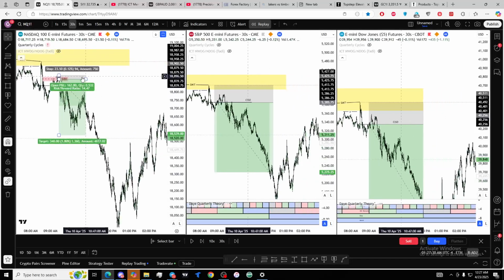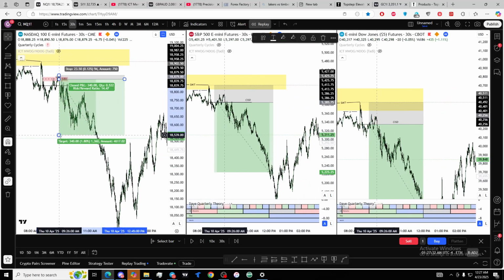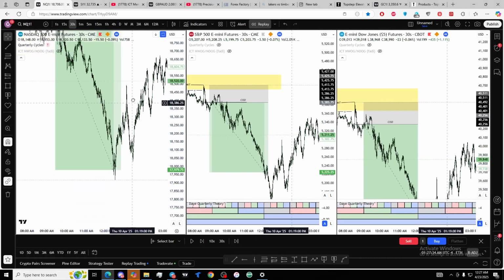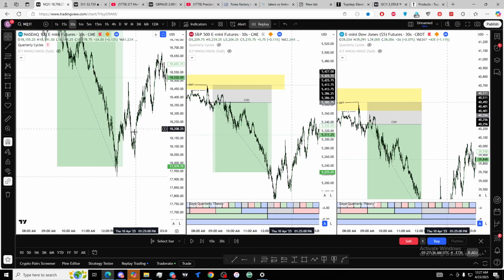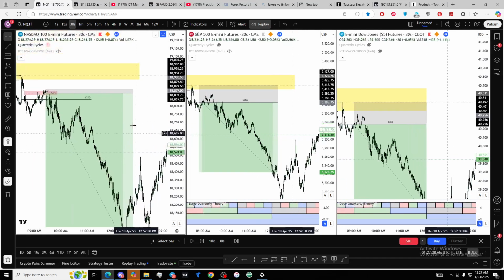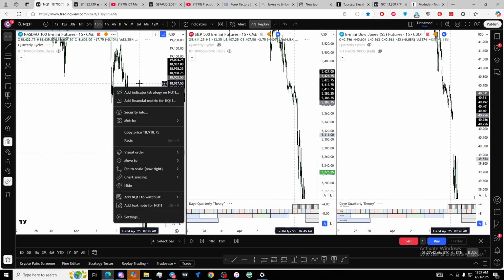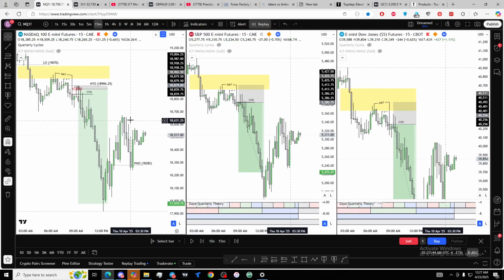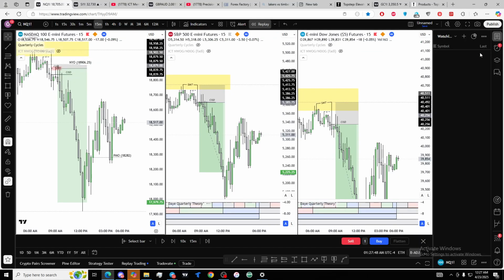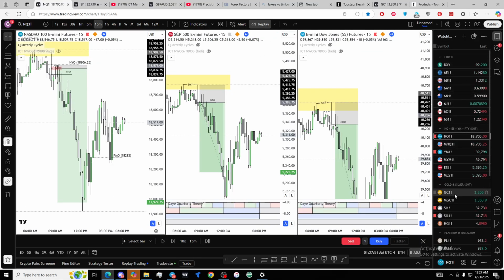Caught the whole move going down. That's over 800 points. That's ridiculous. That's enough to feed a lot of family. So that's one example. Now, let's see if we can find another one.